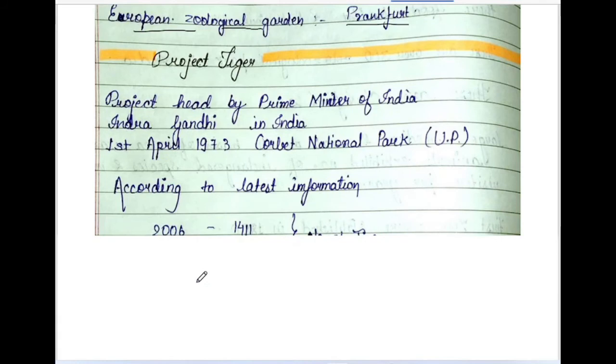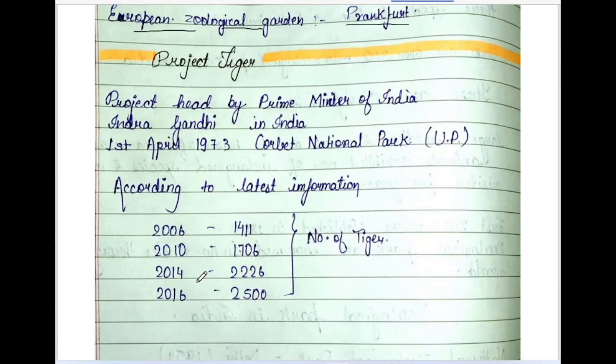Then we also have to study Project Tiger. This project was headed by the Prime Minister of India, Indira Gandhi, in the year 1973, on 1st April, in Corbett National Park, which is in UP.